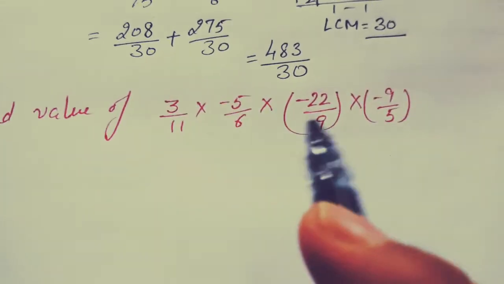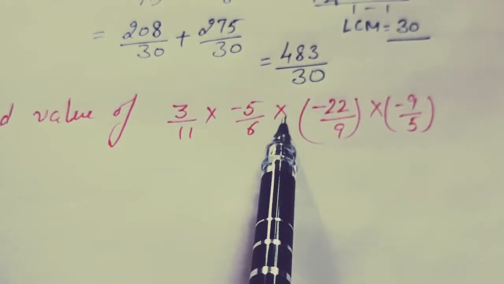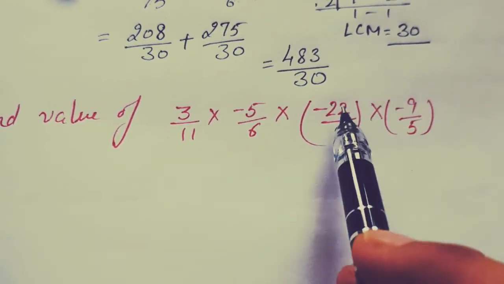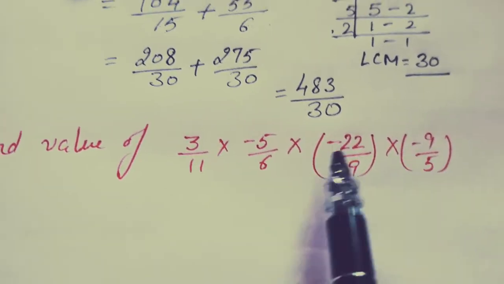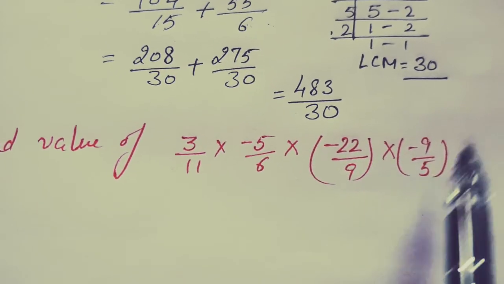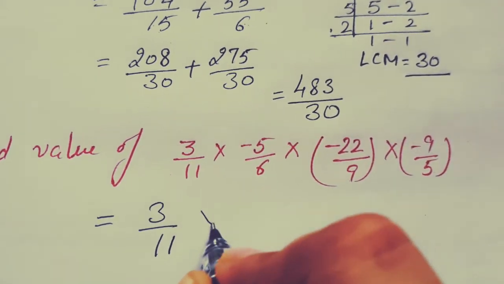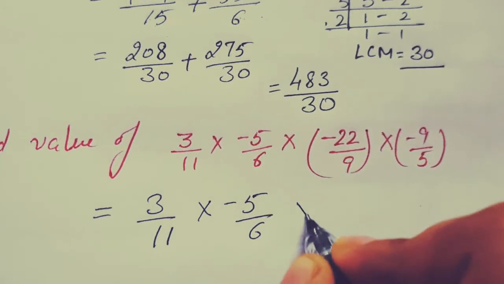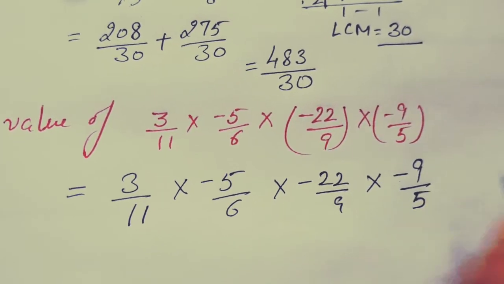Next is find the value of 3 by 11 multiply minus 5 by 6 multiply minus 22 by 9 multiply by minus 9 by 5. So we have to multiply all these numbers. So we will write it again by opening the brackets: 3 by 11 into minus 5 by 6 into minus 22 by 9 into minus 9 by 5.